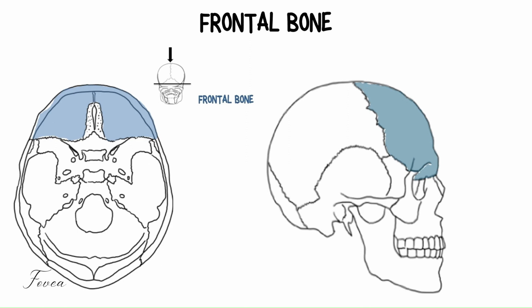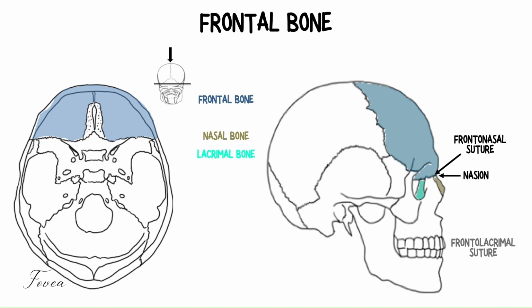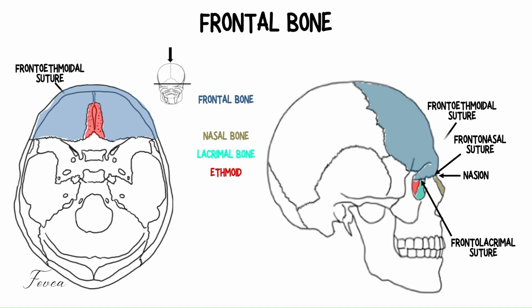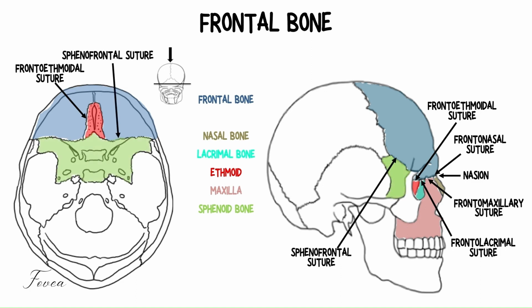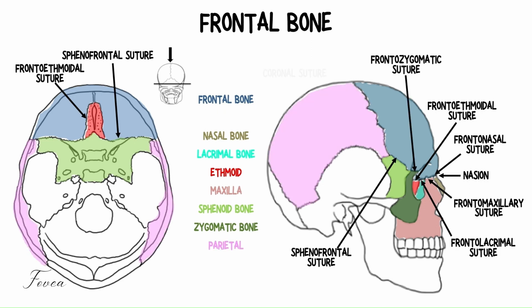The frontal bone borders anteriorly and medially with the two nasal bones at the frontonasal suture to create the nasion. From medial to lateral, it connects to the lacrimal bone at the frontolacrimal suture, with the orbital plate of the ethmoid bone at the frontoethmoidal suture forming part of the medial wall of the orbit, with the frontal process of the maxilla at the frontomaxillary suture laterally to the nasal bone, with the sphenoid bone at the sphenofrontal suture, laterally with the zygomatic bone at the frontozygomatic suture, and finally with the parietal bones posteriorly at the coronal suture.